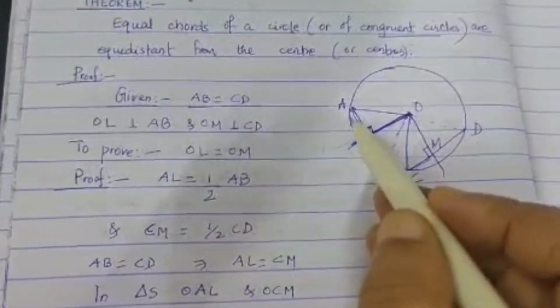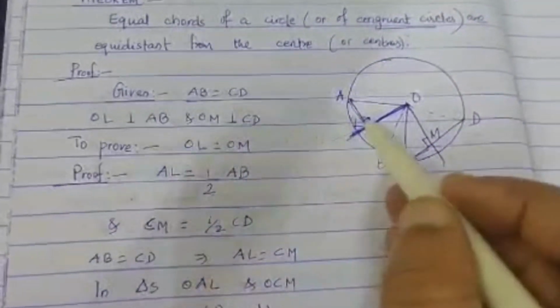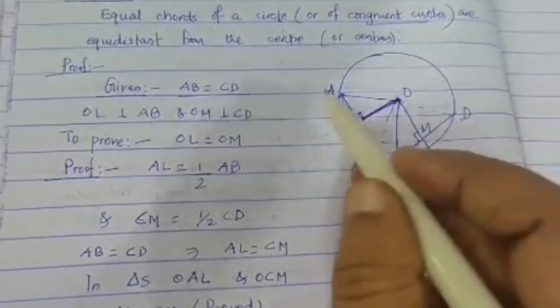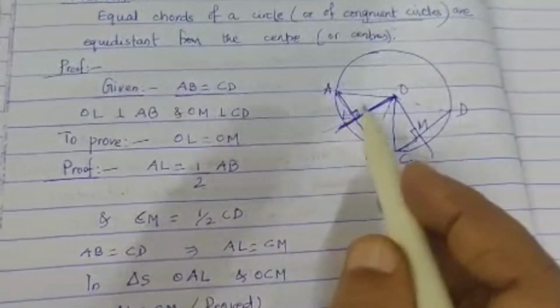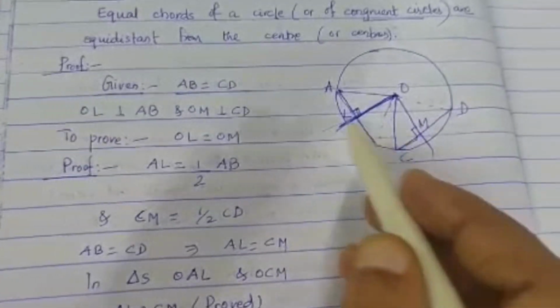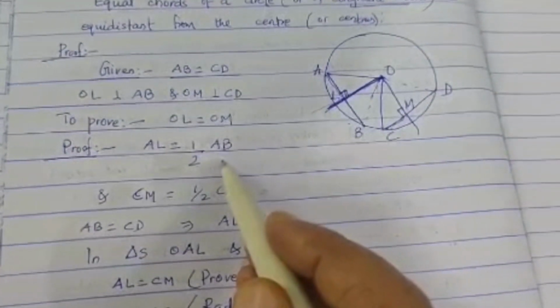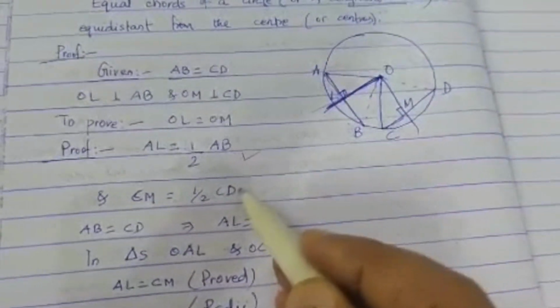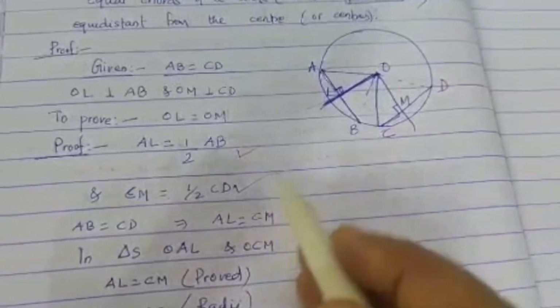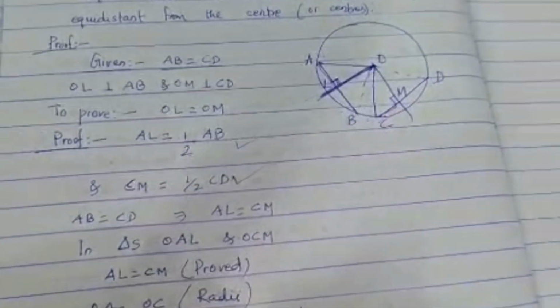Given these two chords AB and CD, and these two are equal, this is the perpendicular OL to AB and OM to CD. Alright. Now we have to prove that OL equal to OM. Equidistant from the center. So AL equal to half of AB, CM equal to half of CD. We know that because the perpendicular from the center to the chord actually bisects the chord.